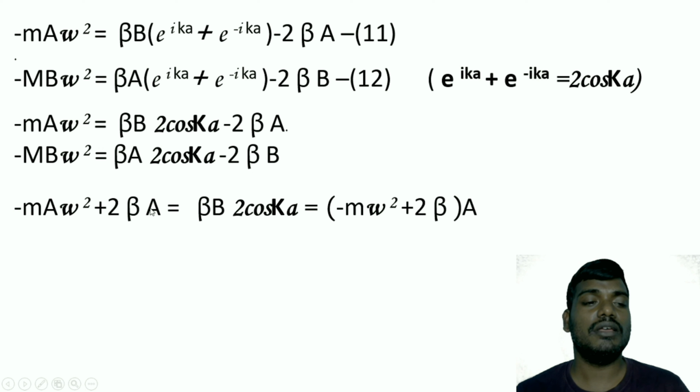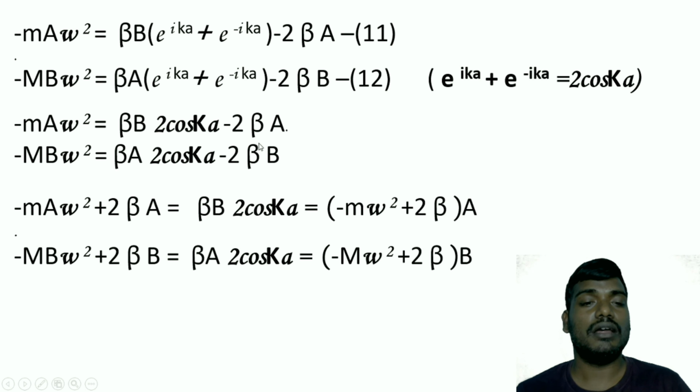Simply, we separate the a terms and b terms. The a terms are like this: (-mω² + 2β) a = bβ 2cos ka. Similarly the next equation, the capital M equation, is the same: aβ 2cos ka = (-Mω² + 2β) b.